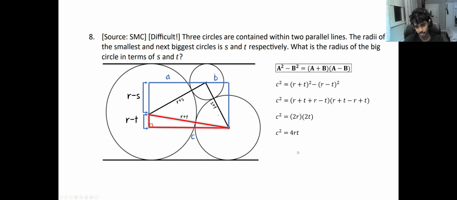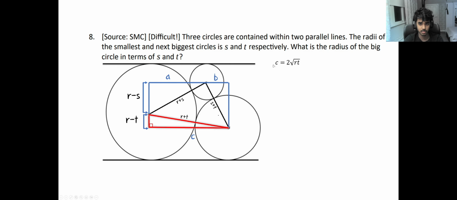If I multiply it out, I get C squared equals 4RT. Now to find C, we simply take the square root of both sides, and we get 2 root RT. We get 2, not 4, because 4 is a perfect square, and we can take it out of the square root by square rooting 4 itself. And the reason we only get one value for the square root is because lengths are positive, not negative, so it can't be minus 2 root RT.